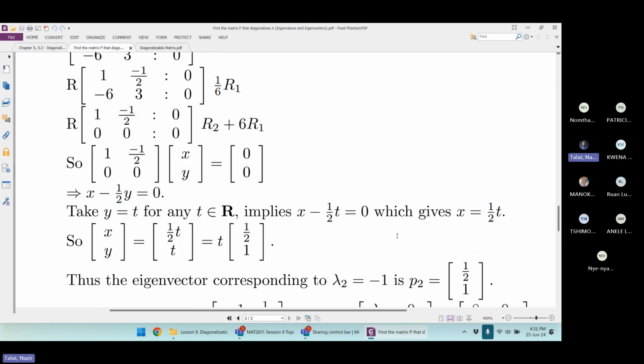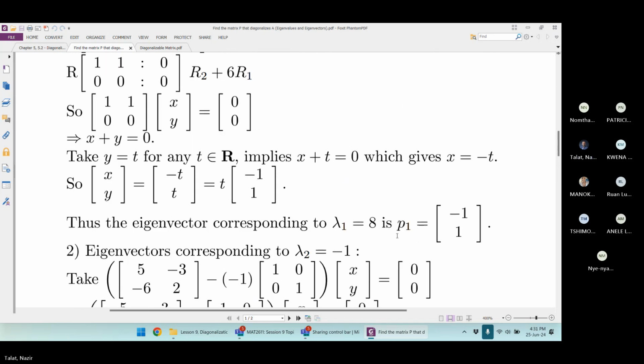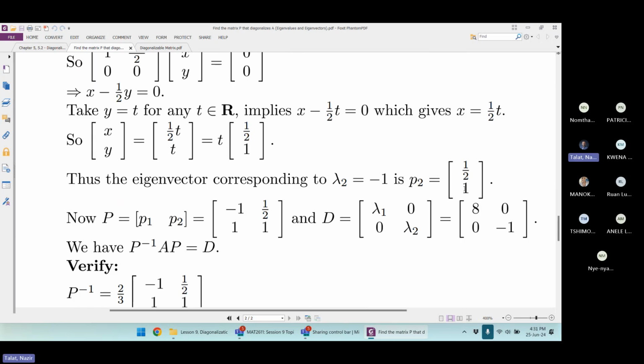Now we have p1, which is (minus 1, 1), and p2, which is (1/2, 1). Now you combine them and make a matrix P, which is [P1 P2]. P1 means the first column, P2 means the second column. In this way you get a matrix P. Remember that this matrix is always invertible. Why? Because both eigenvalues are distinct, so both eigenvectors are also independent.